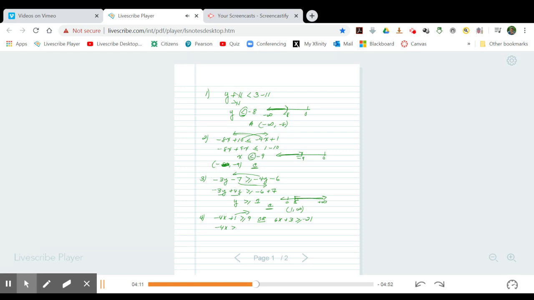Negative 4x greater than or equal to 9 minus 1, negative 4x greater than or equal to 9. I'm about to divide by a negative. All right, so I want to reverse my inequality right away. Greater than now becomes less than or equal to. Divide this by negative 4. Negative 4's cancel out. X is less than or equal to negative 2. The second part of this, I'm going to bring the 3 over as a negative.